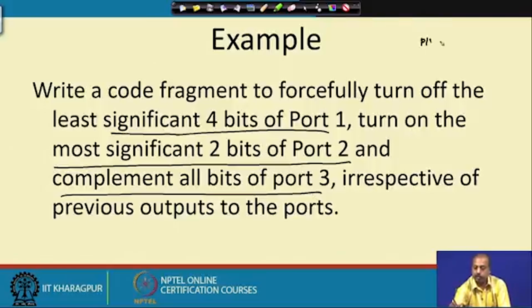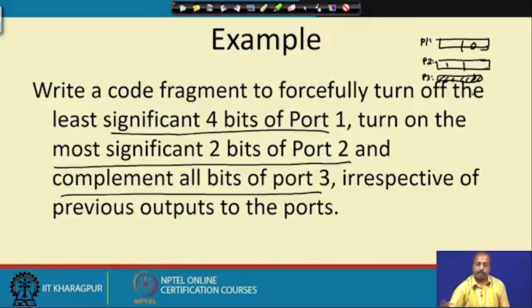So, the configuration should be, if this is the 8 bit, the lower 4 bits should be turned off, the least significant 4 bits turned off. Then for port 2, the most significant 4 bits will be 1, whatever be their previous setting. So, all these bits should be 1, and for port 3 all bits are complemented. So, this is the problem statement that we have.